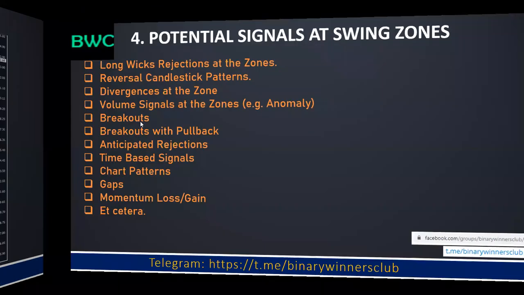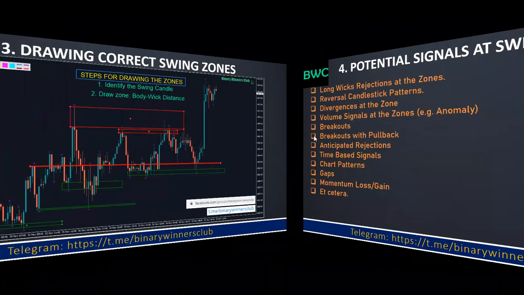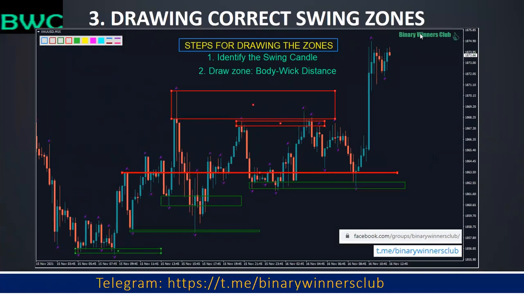Now, what was the other one? You could trade breakouts with a pullback. This is a scenario where you don't trade the breakout immediately, but you see a breakout happen, and you wait for the market to come back. Let me see if I can get a very good example for breakout illustration. If you consider this one to be a zone, all right?